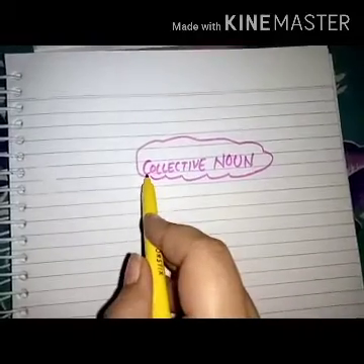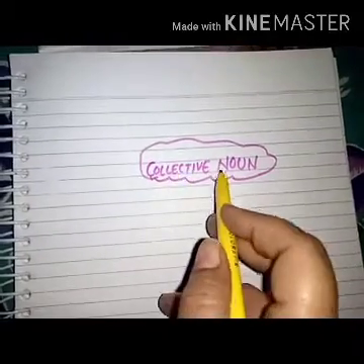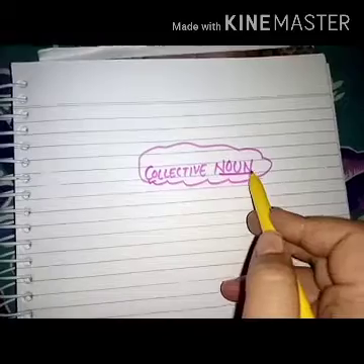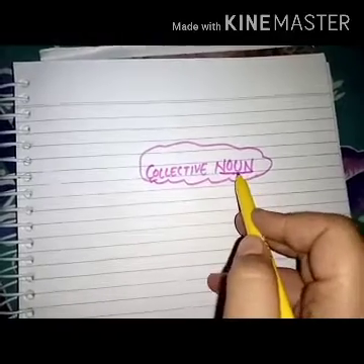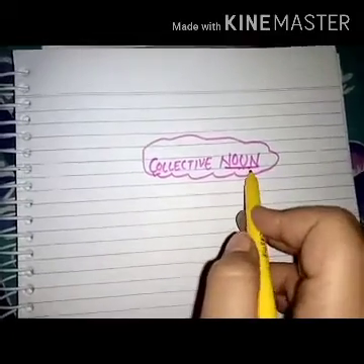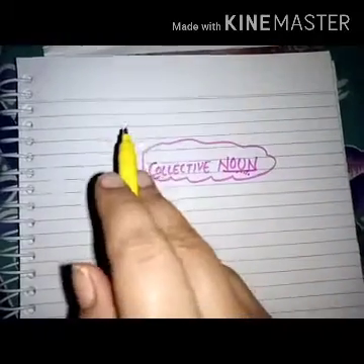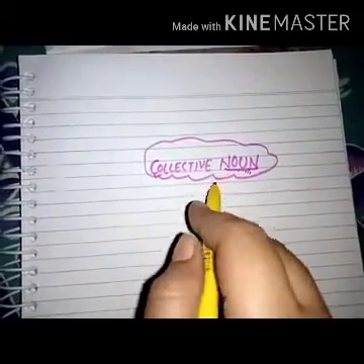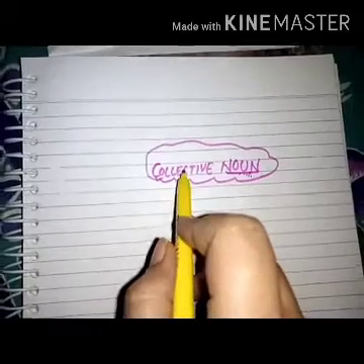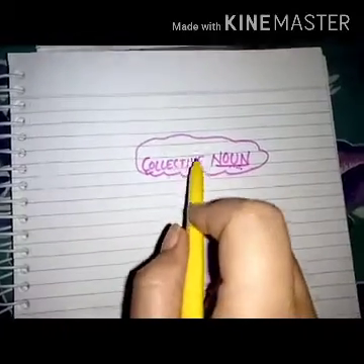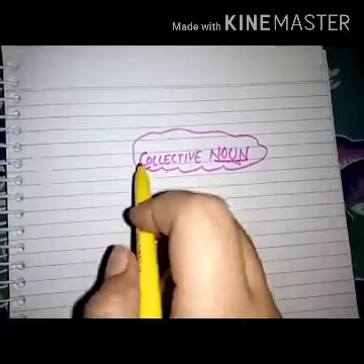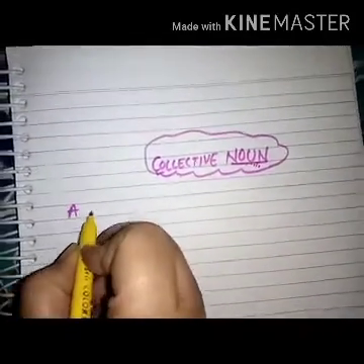Students, now we talk about collective noun. We did our noun. Noun is the name of person, place, thing, or animal. Okay, the noun has two types. First, proper noun, then common noun. Now we will talk about collective noun. Okay, what is collective noun?